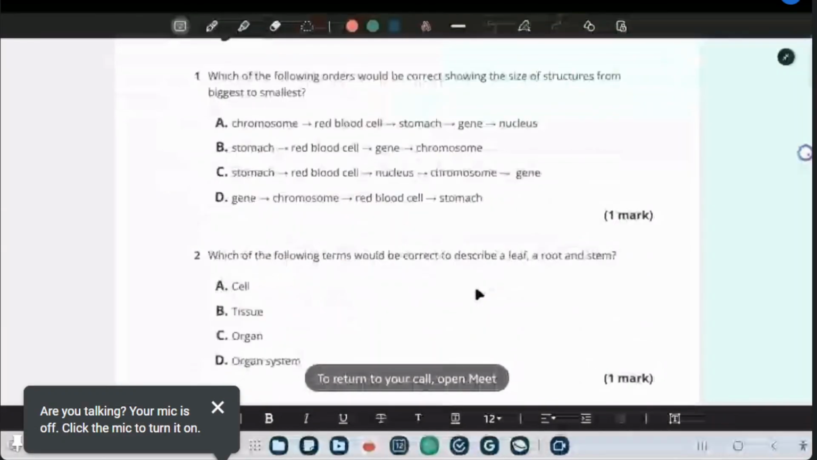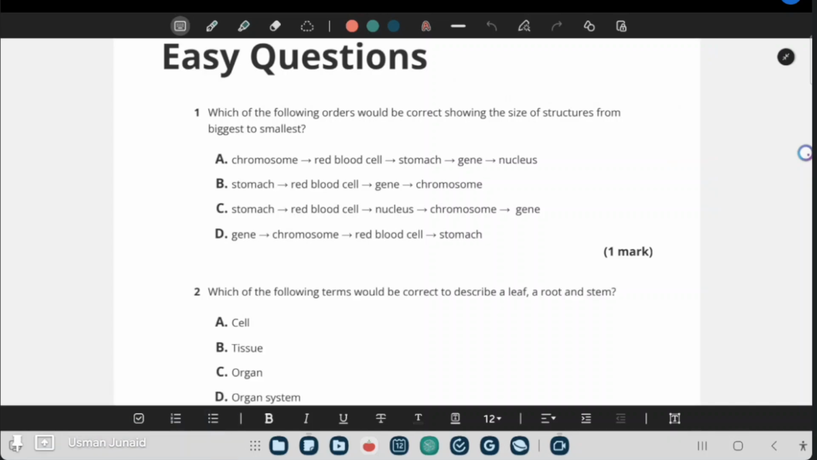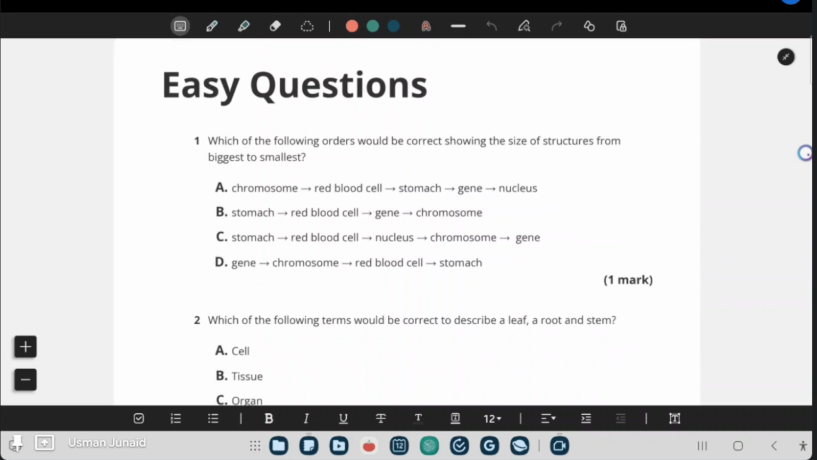Right. This is your question. Which of the following orders would be correct showing the size of structure biggest to smallest? So what do you think is the smallest and what do you think is the biggest? If we have all of these options together, what do you think is the smallest? What is the biggest?